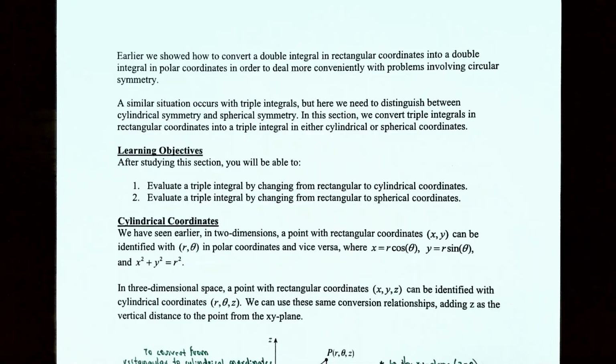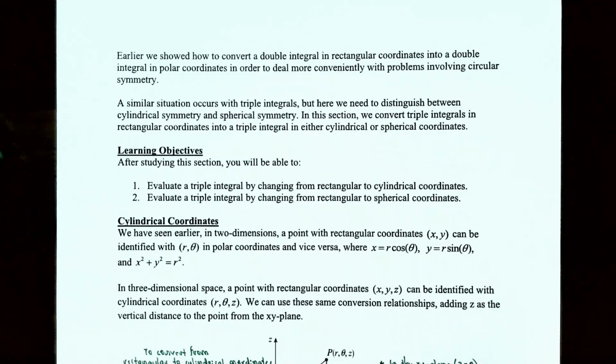A similar situation occurs when you have triple integrals with cylindrical coordinates or spherical coordinates, where you want to use cylindrical symmetry or spherical symmetry. In this section, we're going to convert triple integrals in rectangular coordinates involving variables x, y, and z into a triple integral either in cylindrical coordinates using z, r, and theta, or spherical coordinates which involve rho, theta, and phi.